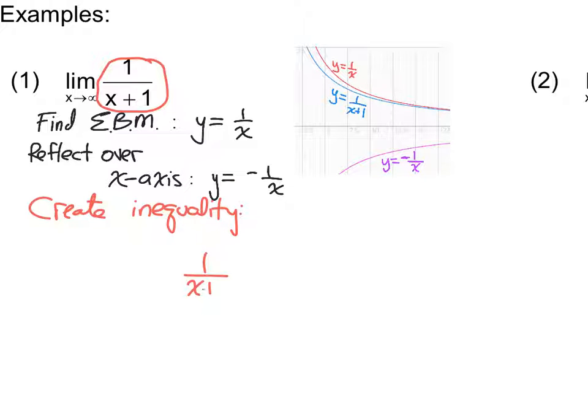1 over x plus 1 is going to be in between negative 1 over x, and actually let me get rid of the equals, because I'll explain it in a second. It's in between negative 1 over x and 1 over x. You could actually put a less than or equal or a less than symbol. It doesn't matter because the equality is an assumed equality. It's more of a theoretical thing.